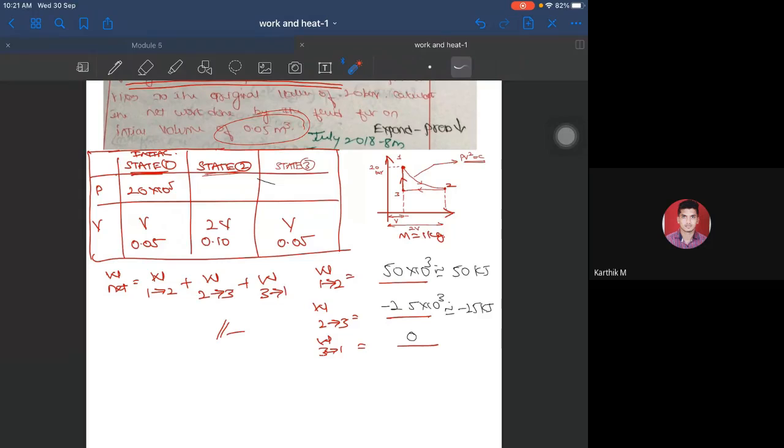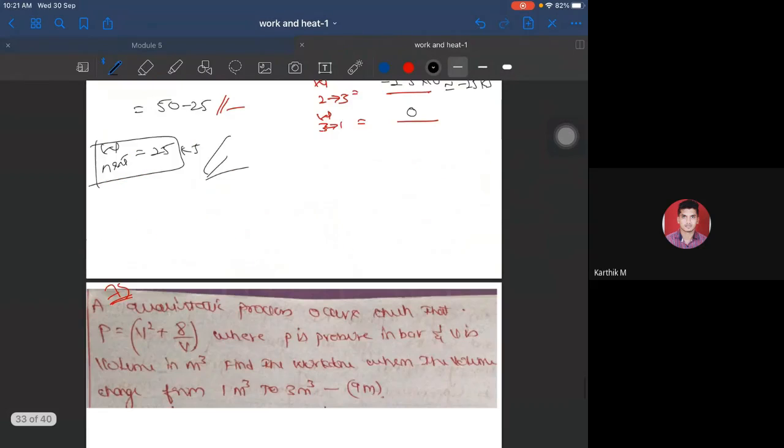Now, if I want to calculate net work done, how much would it be? It's 50 kilojoules minus 25. So it's 25 kilojoules. That's the exact answer. Very good. So any doubts in this problem? Whether it was easy after solving so many? Are you able to get the concepts? Easy, sir. Okay, fine.